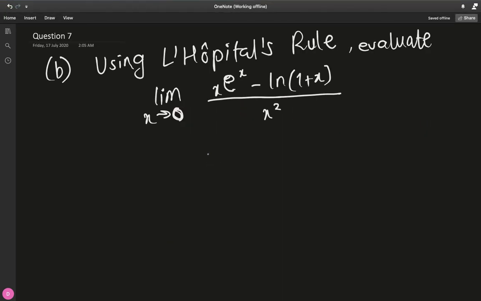Okay, so the other option you had instead of A was B for question number 7, which said using L'Hopital's rule, evaluate the limit as x tends to 0 of (x times e to the x minus natural log of 1 plus x) over x squared. If you plug stuff in, x times e to the 0 is 0, minus natural log of 1 plus 0, natural log of 1 is 0. So 0 minus 0 over 0. This is an indeterminate form of 0 over 0, which means we can apply L'Hopital's rule. So let's do it.